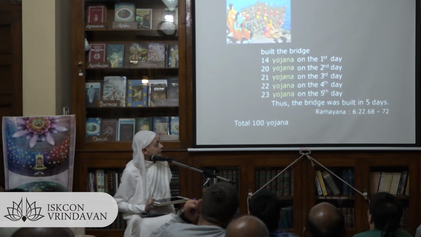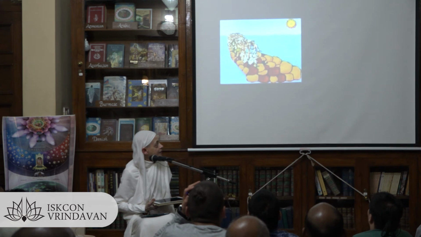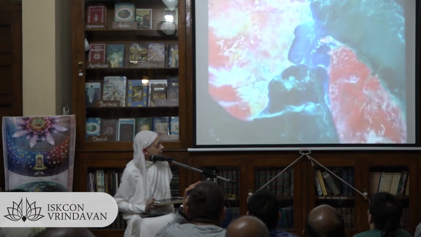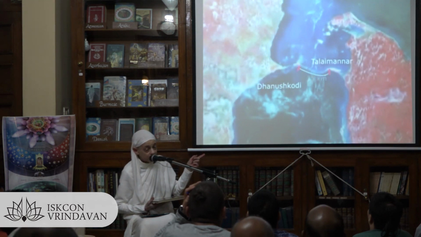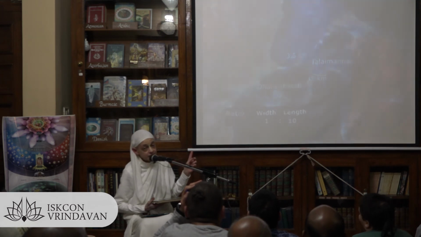bridge. The distances they cover each day is also mentioned in the text. In the text, it's explicitly mentioned that the total length of the bridge was 100 yojana in length and 10 yojana in width. This is a 10:1 ratio. Today, at actual site conditions, these are the satellite pictures of the bridge. It is 35 kilometers in length by 3.5 kilometers in width. This is also a 10:1 ratio. So this is your evidence.